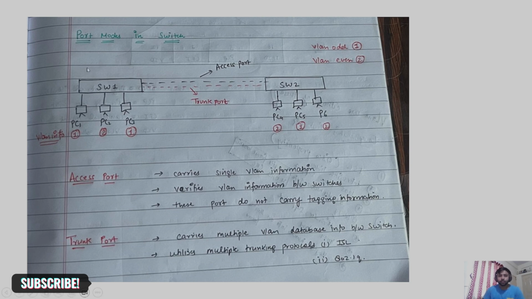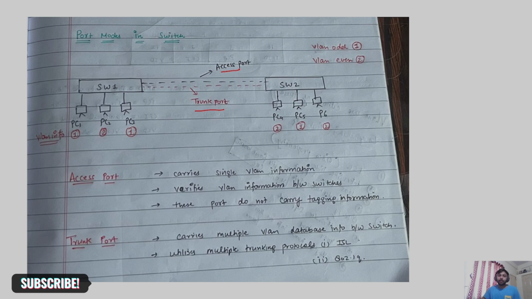Port mode in a switch determines what type or how many types of VLAN can be transmitted over that same port. For example, we have two types of ports. First is the access port, second is the trunk port. An access port carries single VLAN information and it verifies VLAN information between switches. And these ports do not carry tagging information. So an access port is a normal port where they share the VLAN information between each other. They do not transmit the data between so many VLANs.